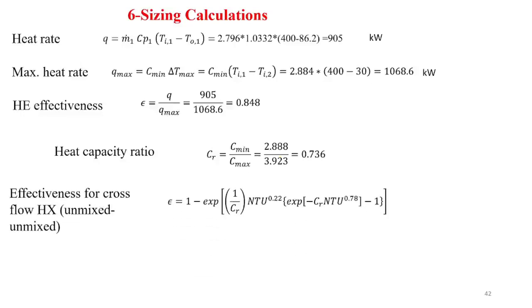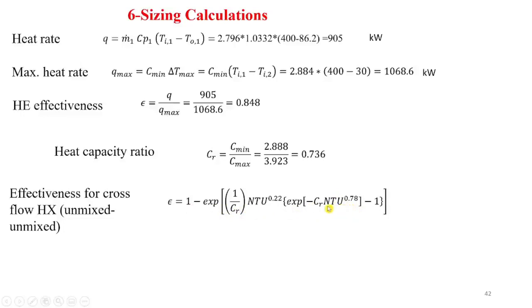The expression for the effectiveness of a cross-flow unmixed and mixed heat exchanger is given by this equation. We are going to see the source of this equation in a short time, but it's very clear that on the left-hand side we have the effectiveness and on the right side we have the NTU and CR.